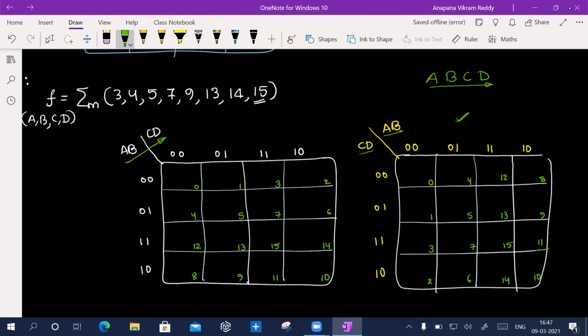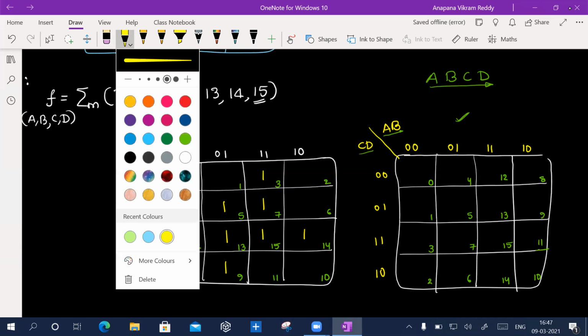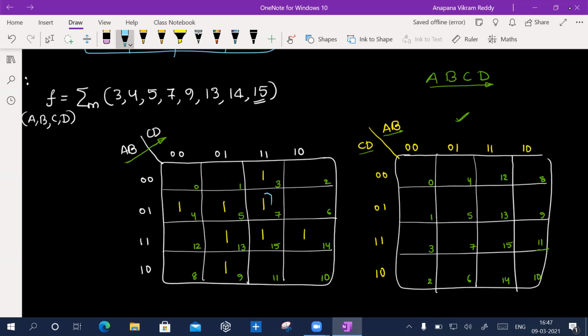Now just put in everything. So 3, 4, 5, 7, 9, 13. Where is my 14 and 15? That's it. Can we group 16 cells? No. Can I group 8? No. Can I group 4? Yes, sir. I can take 4 adjacent cells. So this is one PI.